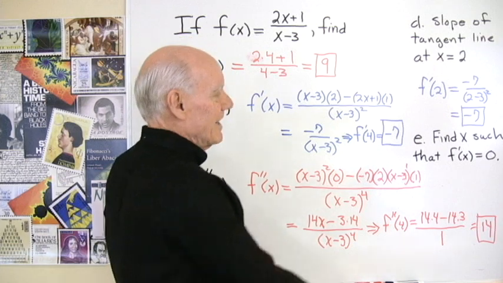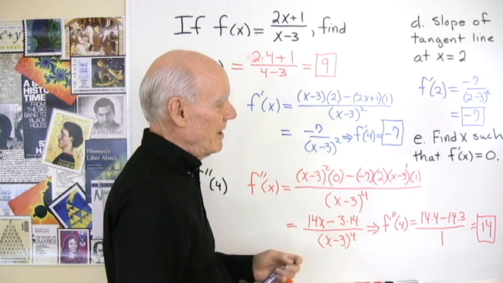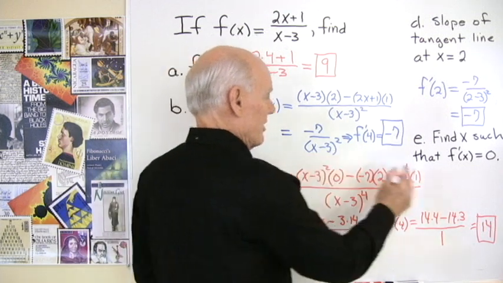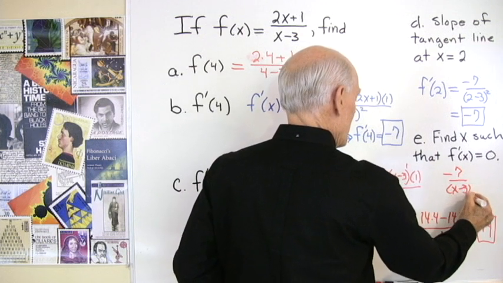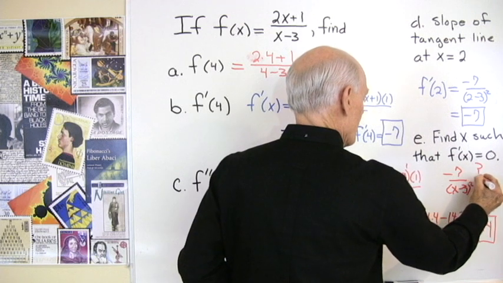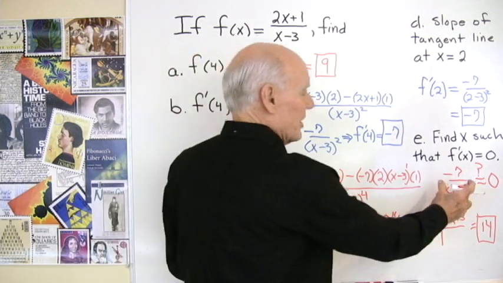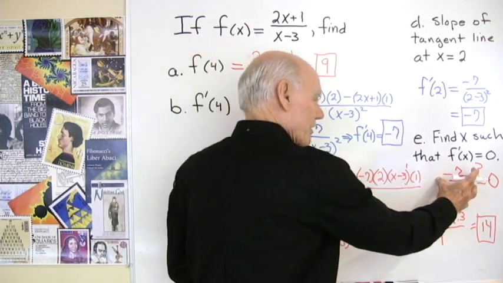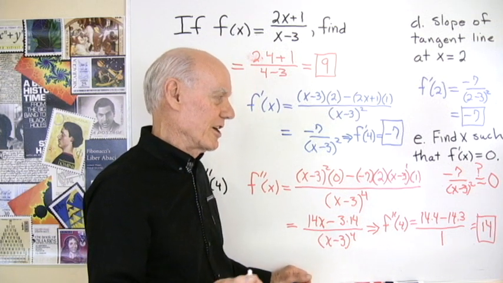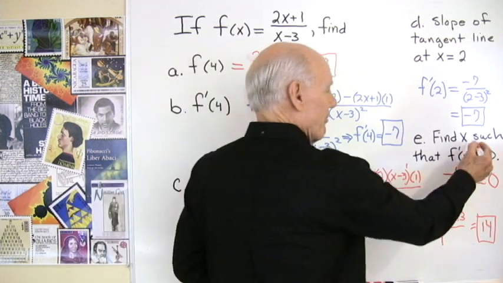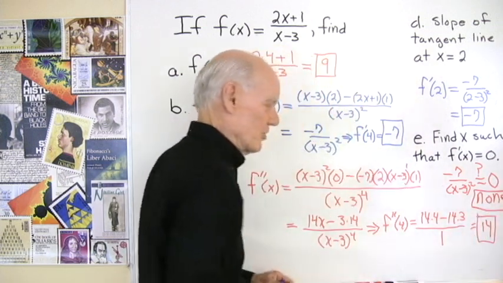Okay. Now find x such that f prime of x is equal to 0. So is there a value of x that would make this first derivative 0? So the question is this. Is negative 7 over x minus 3 squared ever equal to 0? And the answer to that question is no, that can never be 0. Because the numerator is negative 7, the only way for a fraction to be 0 is if the numerator is 0 and the denominator is not. So I can never get that negative 7 to be 0, so find x, there is none. So no x satisfies those conditions.